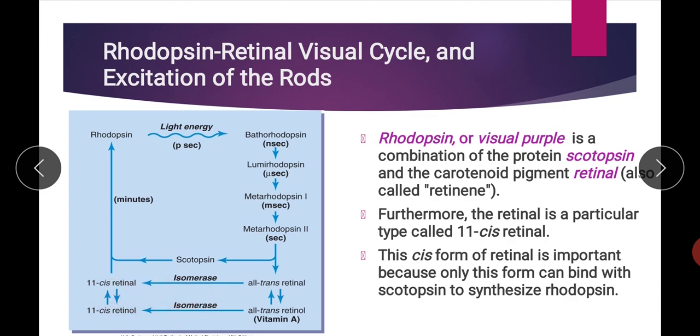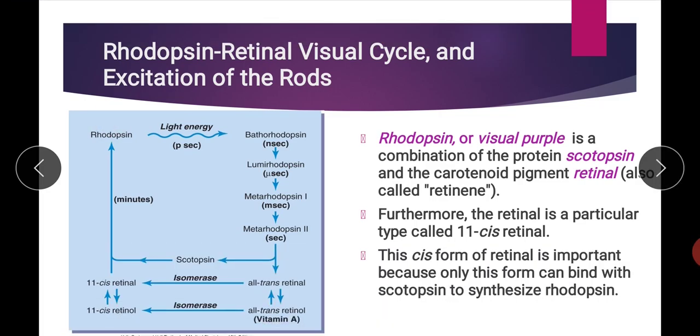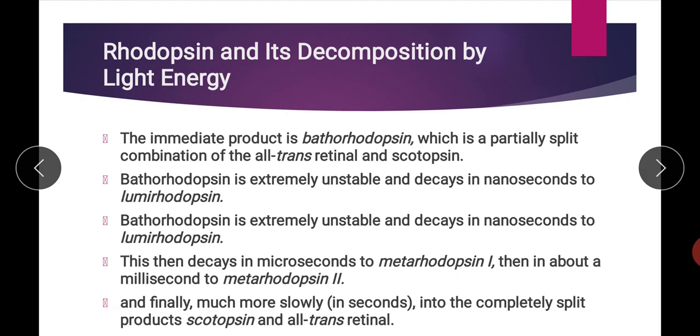This is another step by which all-trans retinal gets converted into 11-cis retinal. This one you can say is the indirect step, the other is the direct conversion. So these are the two processes by which all-trans retinal can be converted into 11-cis retinal, and this 11-cis retinal then combines with the scotopsin and forms rhodopsin. So this is about the visual cycle.